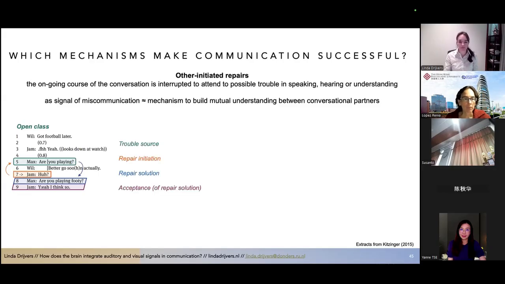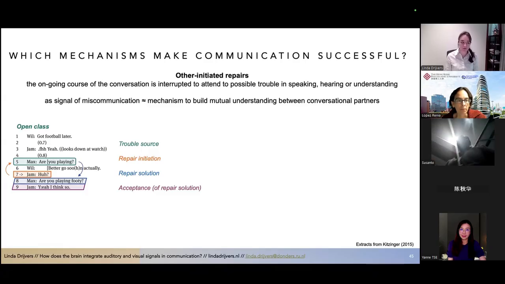And I have some examples here. So here, for example, Will says, I've got football later. And James says, yeah, and then looks down at his watch. And then Max asks for clarification. So he asks, are you playing? That's the trouble source, because James then asks, as in, I don't understand you. Then Max is going to clarify and says, are you playing footy? And then they understand each other. And James says, yeah, I think so. So in this case, we can identify a trouble source, a repair initiation, a repair solution, and acceptance. So we have clear moments where people understand versus not understand each other.